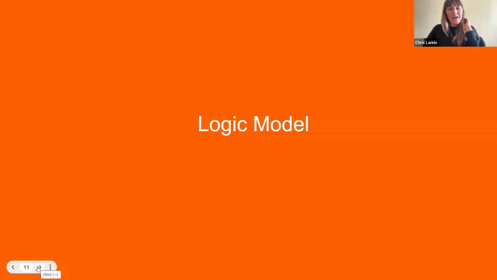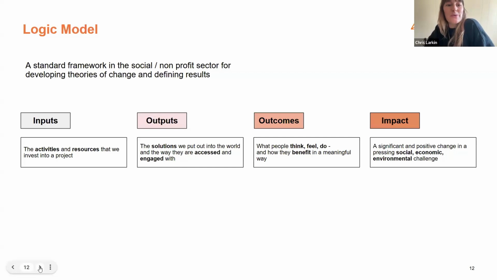Great, thanks, Helen. So anyone who was on the RCA Academy calls will recognize the model I'm going to talk about. You can jump to the next slide, please. So we talked about theory of change in that session. Whether you were there or not, we'll go through some of the same content right now, so everyone's on the same page. But this is a really standard framework in the social nonprofit sector for developing theories of change, but also for defining a results framework.